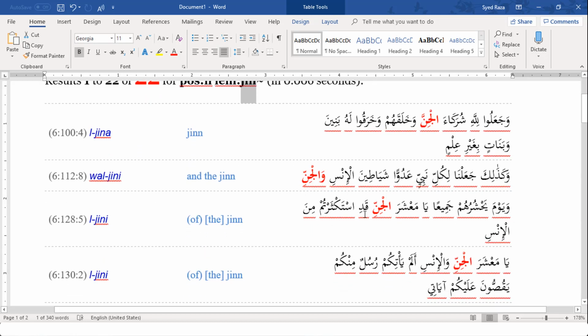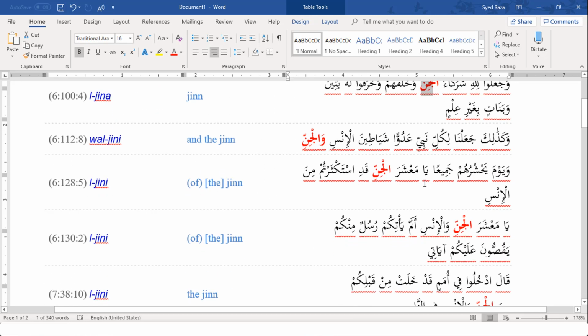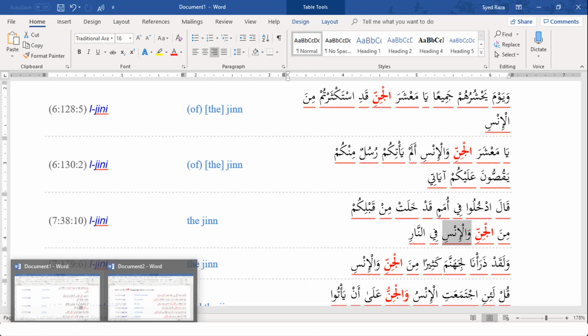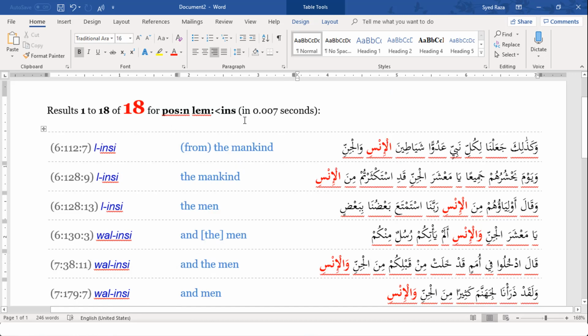What's even more interesting is that wherever you see al-jinn, you'll notice that almost all the time, this word is used with al-ins. So I looked up this particular word in the Quran, and I found that al-ins appears 18 times. What's really interesting is that al-ins is always used with al-jinn. So they always come together.